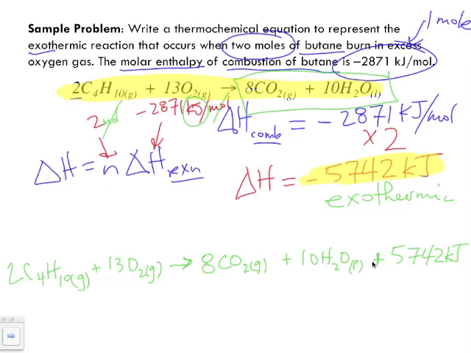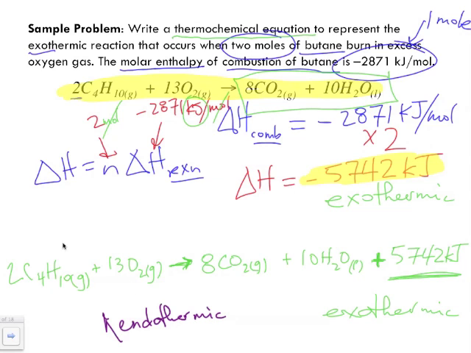Now notice here we also put it down as a plus. When we are writing thermochemical equations, we show the positive or negative value depending on which side of the reaction we're actually going to write this on. If we write this delta H on this side of the reaction, it's exothermic, right? If we write it on this side, it would be considered endothermic. So in terms of this reaction here, the combustion of butane is an exothermic reaction because this amount of heat will be released.